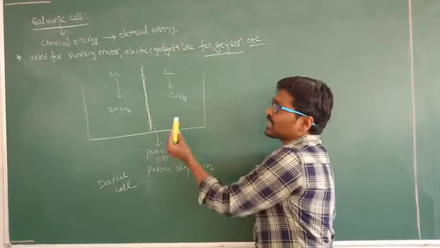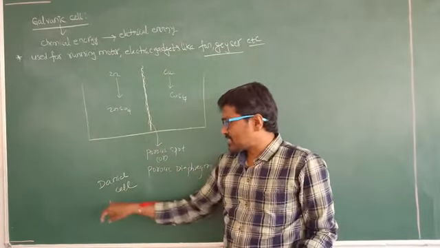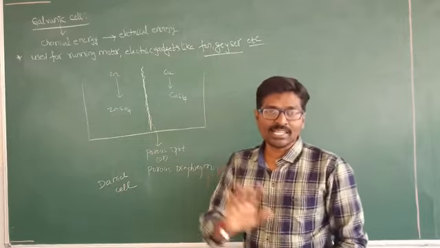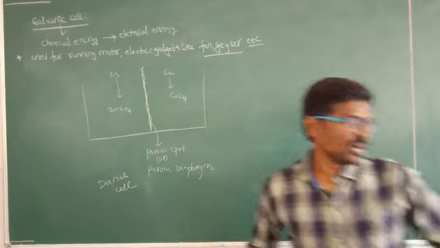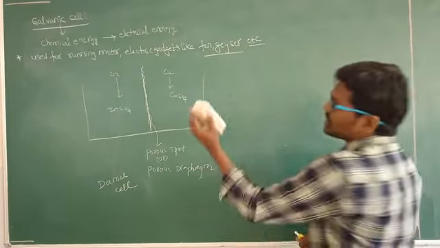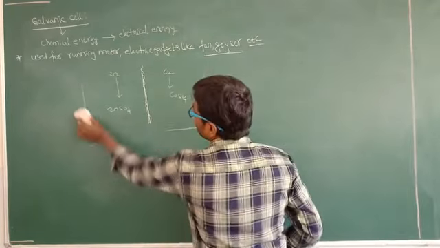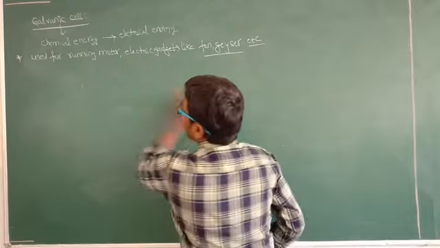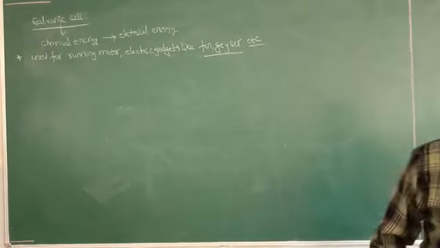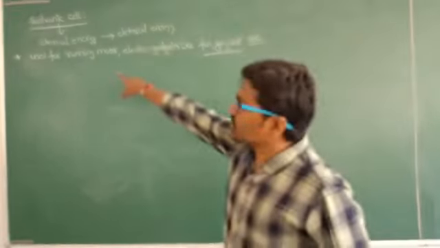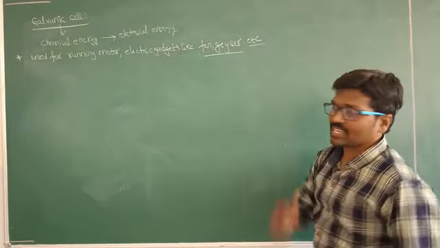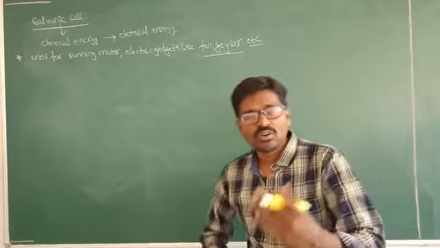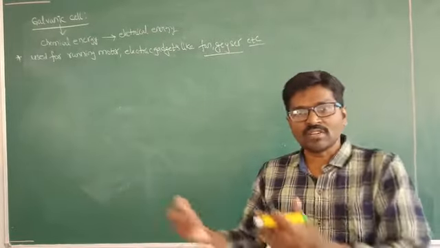Now we are constructing the cell. That cell is called the Daniel cell. That is the main difference between the galvanic cell and the Daniel cell. Now coming to galvanic cells: they are mostly used for running motors and electric gadgets like fan, geyser, etc. Now I will take the Daniel cell here also.